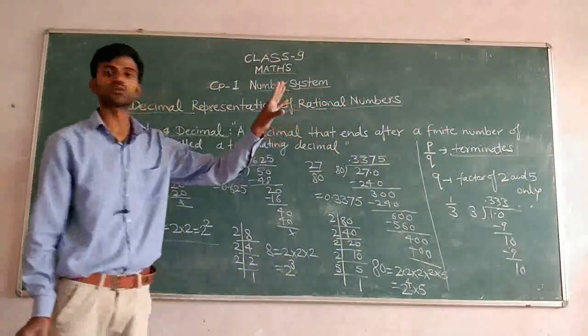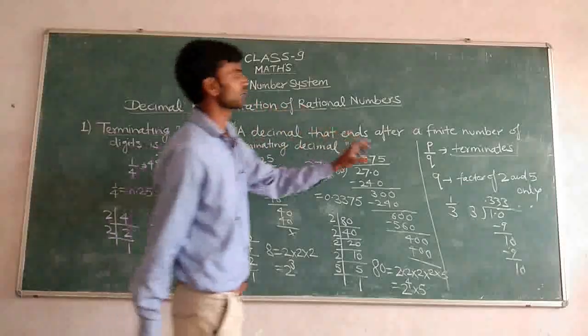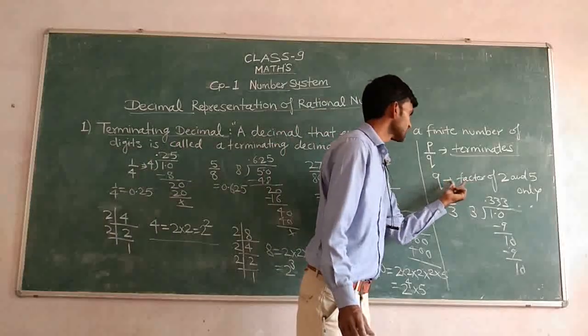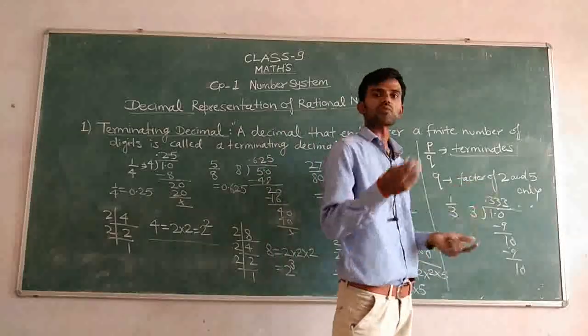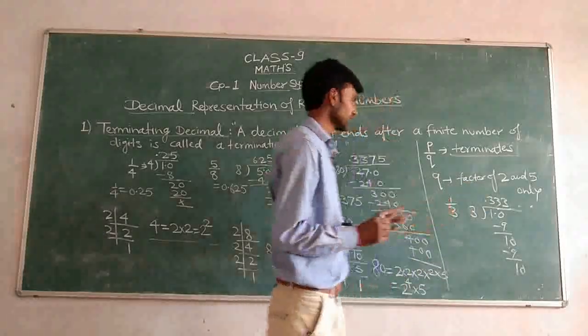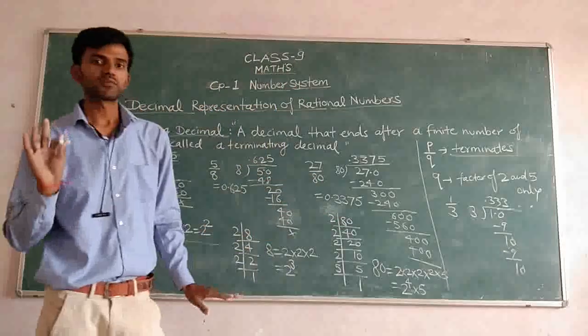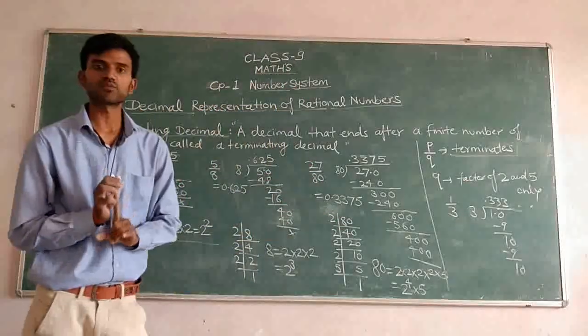This is the important rule. Any rational number terminates when its denominator has factors of 2 and 5 only, either 2 or 5 or 2 and 5 both, not other than 2 and 5. This is the first important rule.